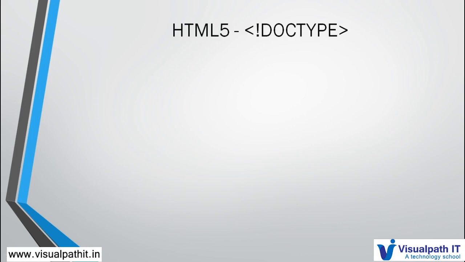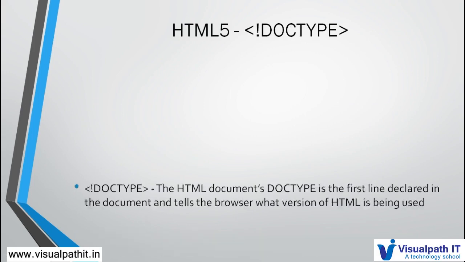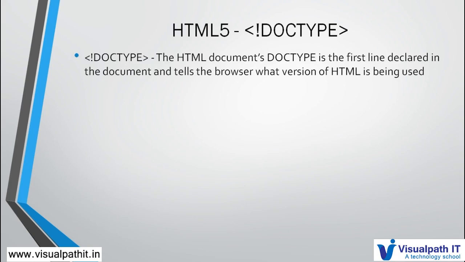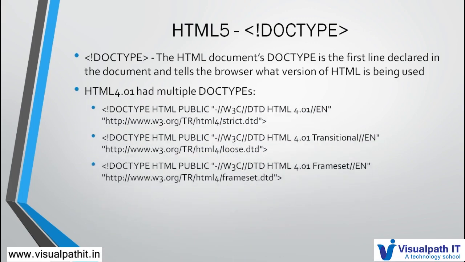Moving next, the HTML5 doctype. What is the HTML5 doctype? Under HTML5 we see the first line, a doctype. The HTML document type is the first line declared in the document and tells the browser what version of HTML is being used. So a browser understands with this line what document we are going to use.